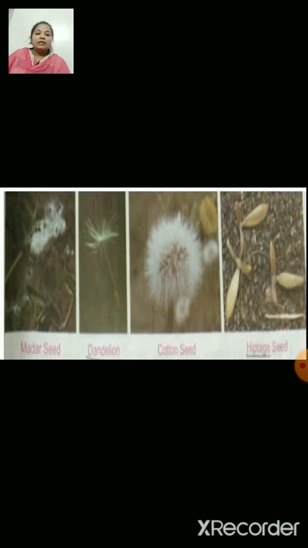Now these are a few other seeds like madar seeds, the second is dandelion, and the third one is cotton. See, if you can see the picture, it has either feather-like things or wing-like things so that it can be easily carried away by wind.